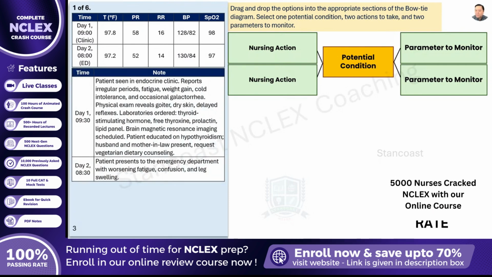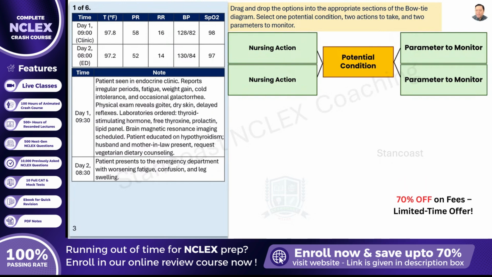On day 1, patient seen in endocrine clinic reports irregular periods, fatigue, weight gain, cold intolerance, and occasional galactorrhea. Physical exam reveals goiter, dry skin, delayed reflexes. Laboratories ordered: thyroid stimulating hormone, free thyroxine, prolactin, lipid panel, brain magnetic resonance imaging scheduled, patient educated on hypothyroidism, husband and mother-in-law present, request vegetarian dietary counseling. Day 2, patient presents to the emergency department with worsening fatigue, confusion, and leg swelling.